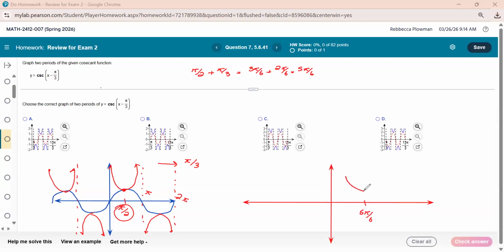So we know that's where we're going to be opening up. Because this is at 0, if I add that pi over 3, we know that my asymptote is now at pi over 3. So this next asymptote at pi, we're going to add pi over 3 to it. So we'd be 3 pi over 3 plus pi over 3. So that would be 4 pi over 3.